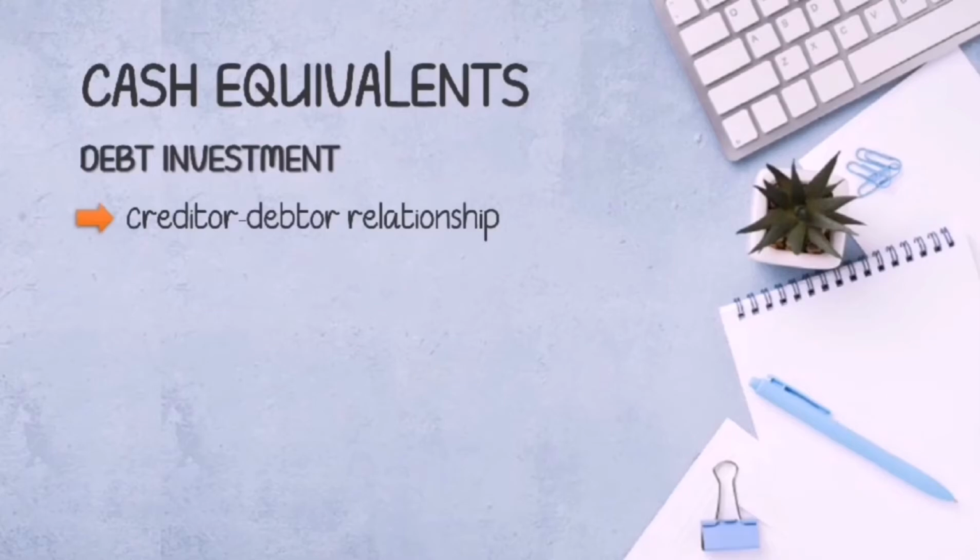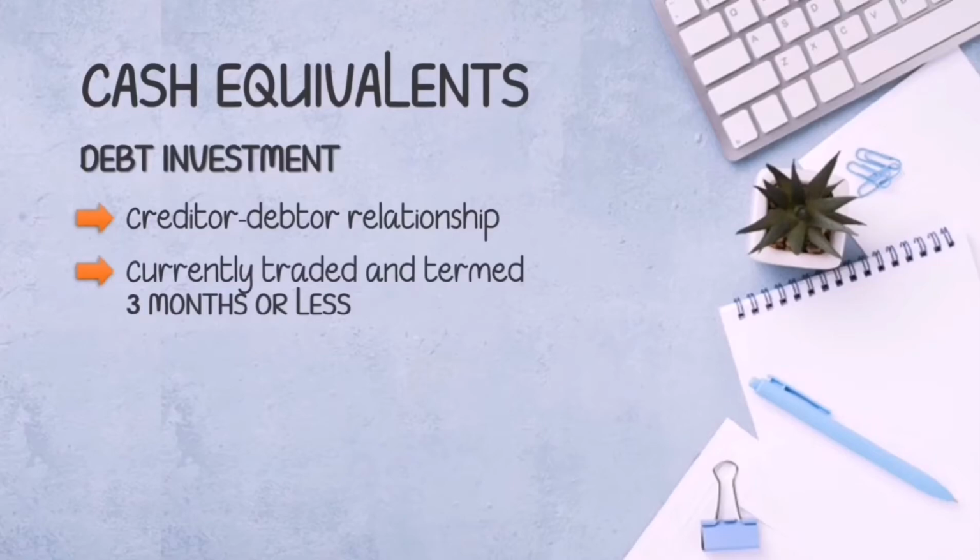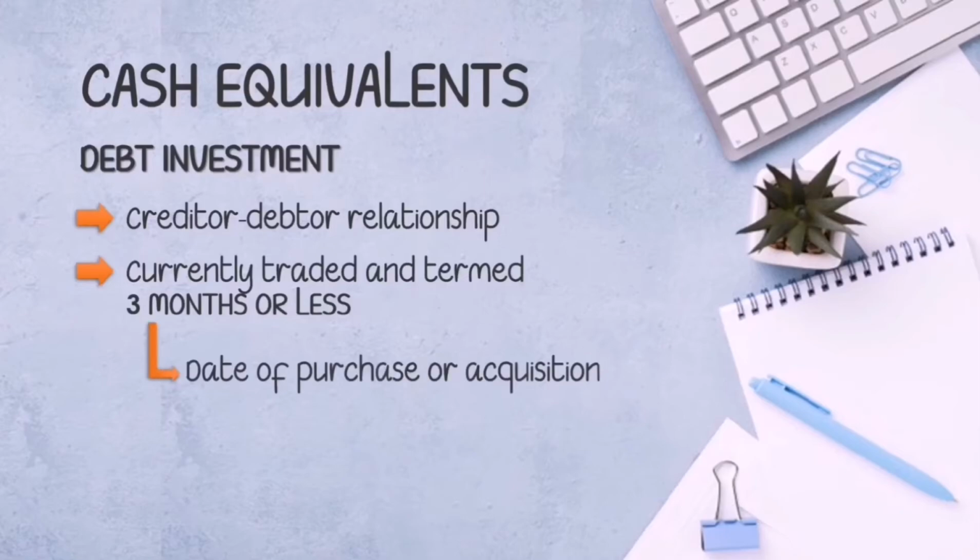In order to be classified as cash equivalents, that investment must be currently traded and termed 3 months or less. So, itong 3 months or less na to is from the date of purchase or acquisition. Kung kailan ka nag-acquire ng debt investment. So, for example, December 31, 2020 ka nag-acquire ng bond investment. And ang maturity date ay February 2021. So, pasok siya sa 3 months or less, kaya cash equivalent siya.